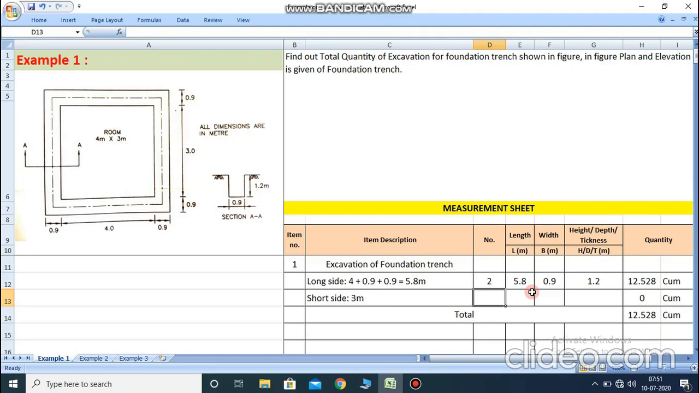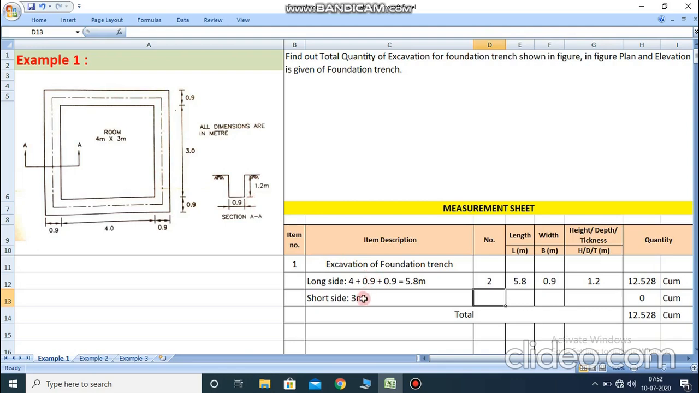Now we start the second part, the short wall. The short wall length is 3 meter. Clear? It is already given in the plan. We are not including the 0.9 meter and 0.9 meter on both sides, because this square part on both sides is already calculated in the long wall. This part is already calculated and included in the long wall. So we calculate only the short wall part.